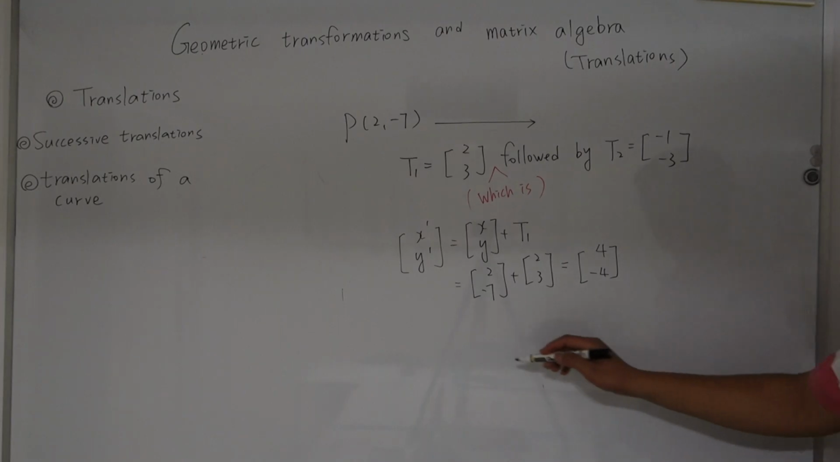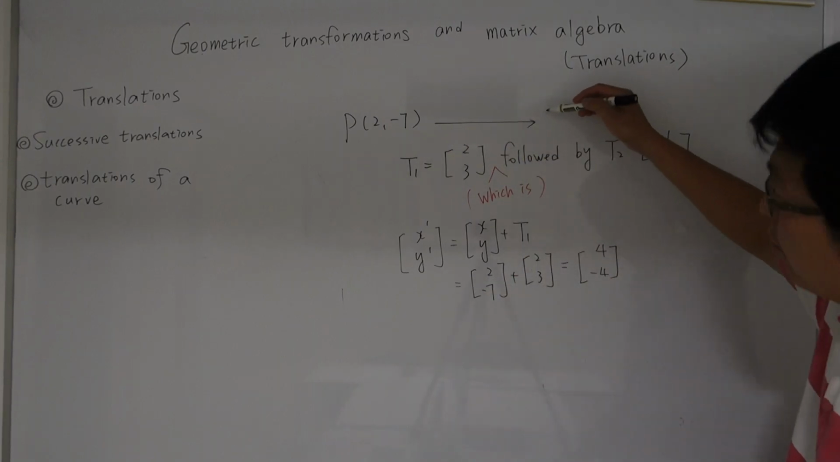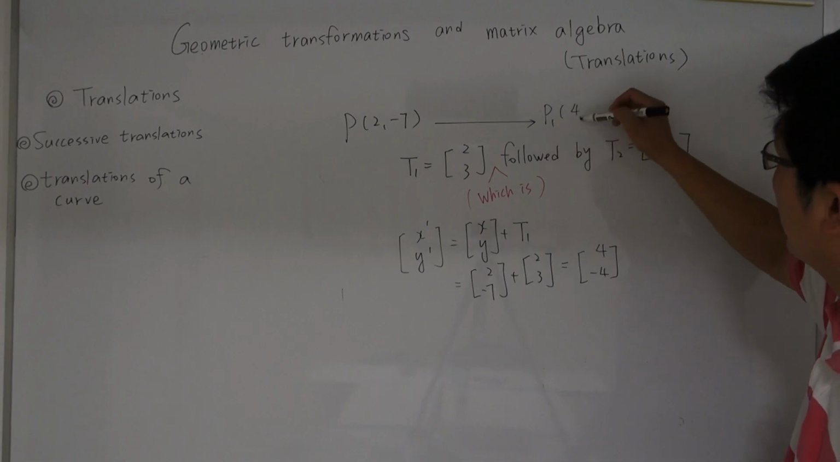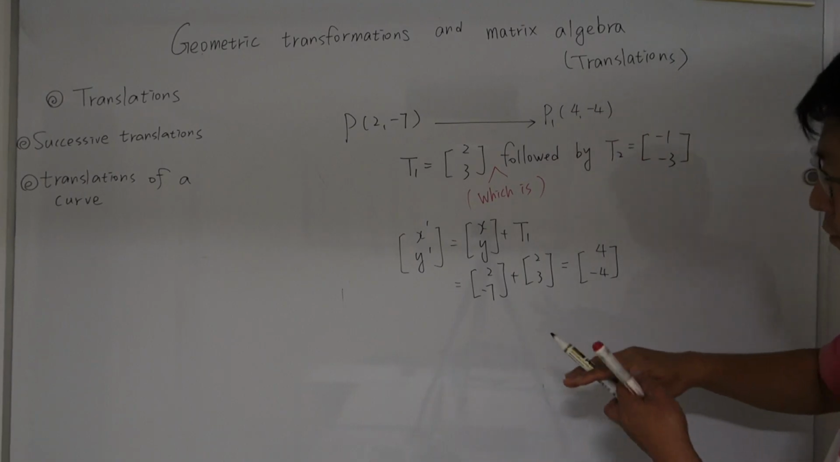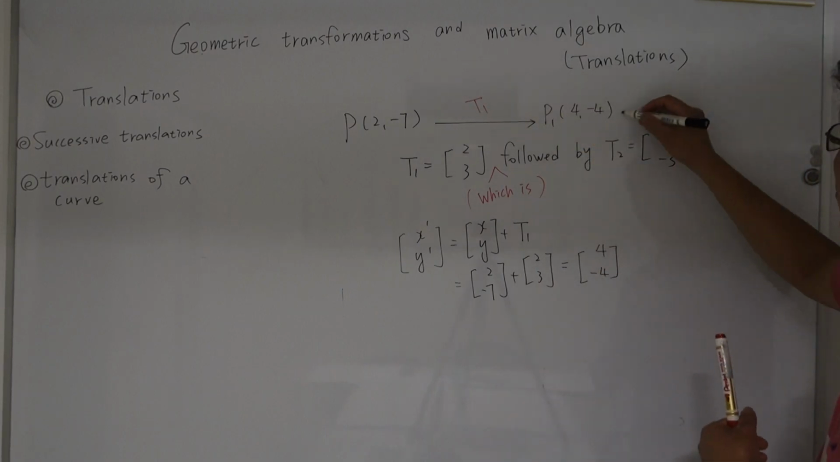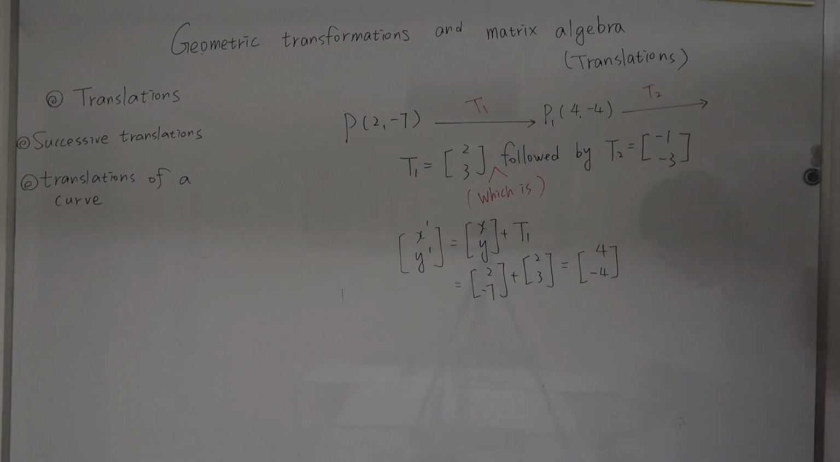So it means we already moved from P2, -7, to P1, which is (4, -4). Here is translation vector 1, and then we do translation vector 2. We get a new point, supposedly P2, or you can say P prime.